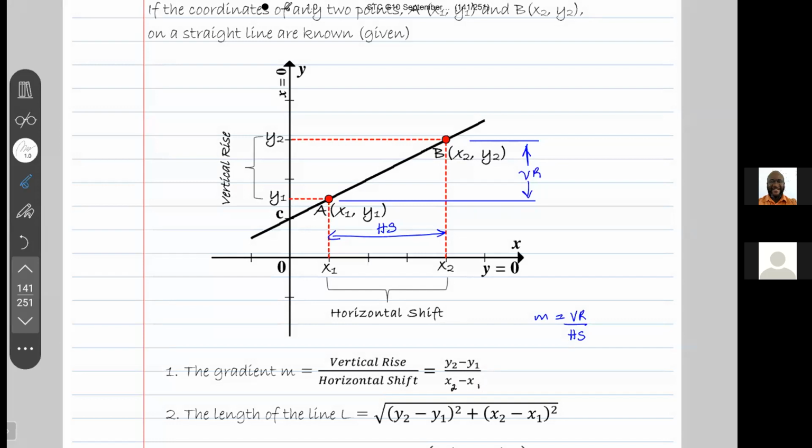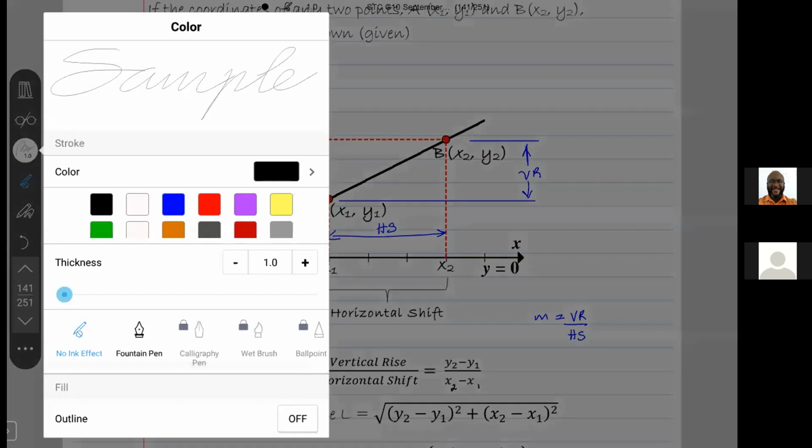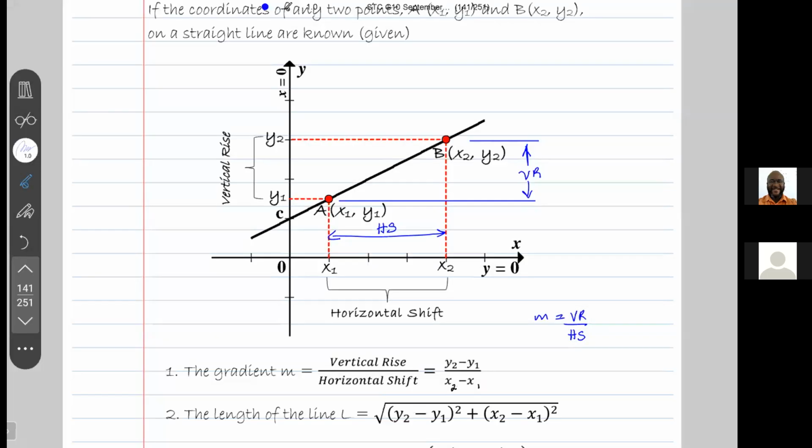The formula for the gradient of a line, if the coordinates of 2 of the points are known, is y2 minus y1 over x2 minus x1. All right, I think I saw Janelle's teacher teaching this, and he didn't write the formula the same way, but the effect was the same. All right, but the formula is y2 minus y1 over x2 minus x1.